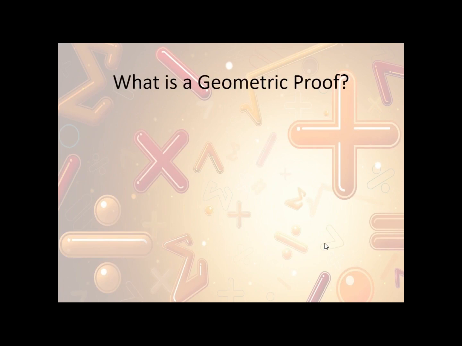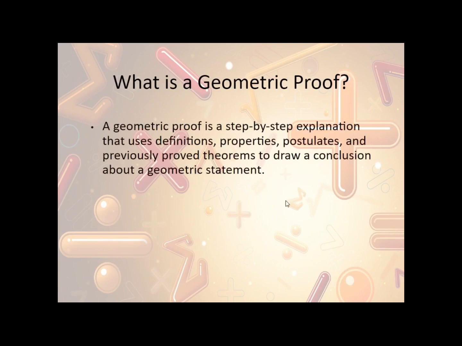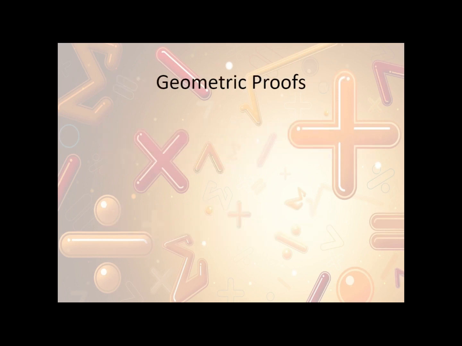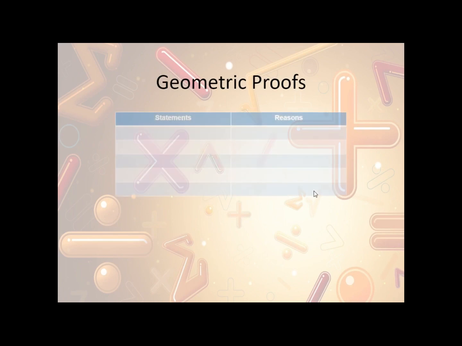Now, what is a geometric proof? A geometric proof is a step-by-step explanation that uses definitions, properties, postulates, and previously learned theorems to draw a conclusion about a geometric statement. A geometric proof is typically done in a two-column proof, with one column being the statements and the other being the reasons. So what do geometric proofs look like?